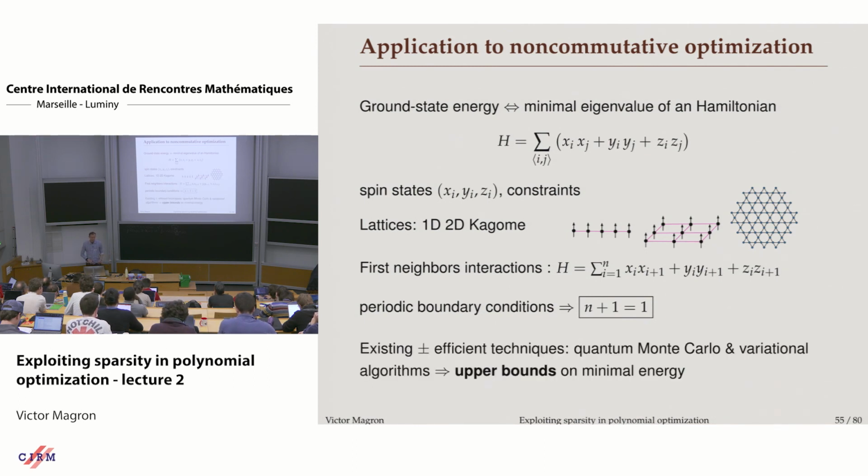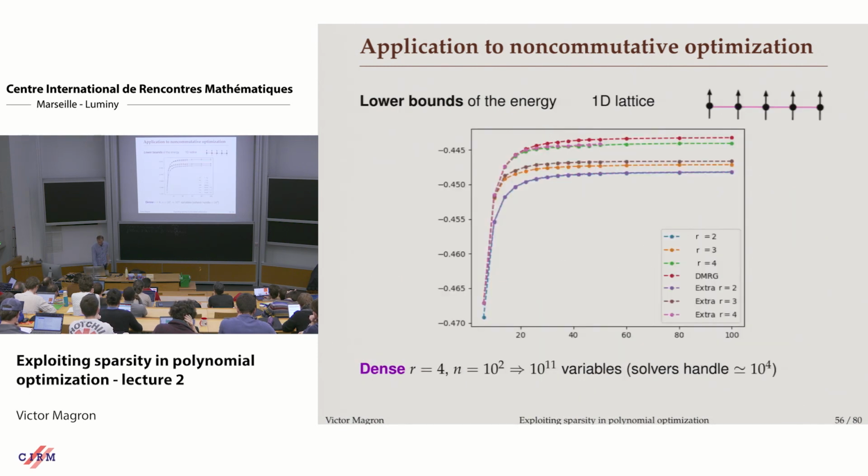Okay, so here we also have some kind of local techniques that give you upper bounds on the minimal eigenvalue. This is a quantum analog of Monte Carlo. Don't ask me exactly what it does, I wouldn't know very well. And also some variational algorithms. They give you upper bounds, and with the hierarchies, again, you get lower bounds. So you take the minimal energy in a sandwich, and this is the kind of results you obtain.